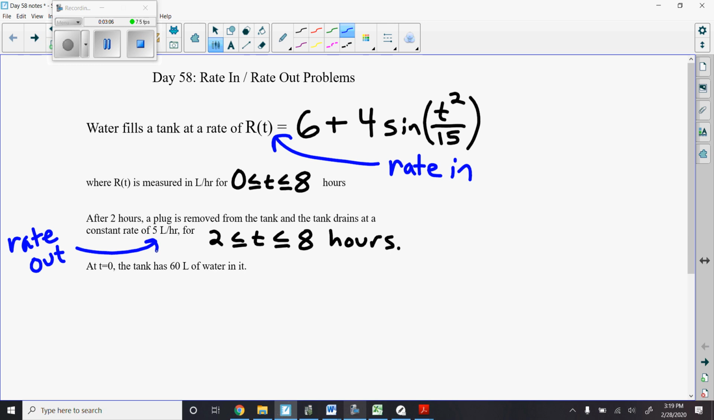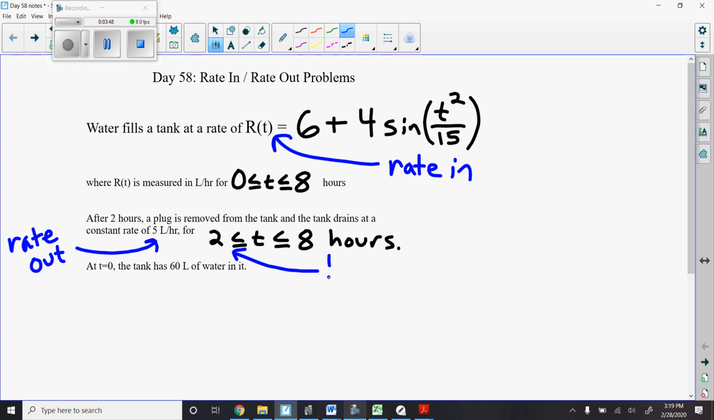Well, sometimes your rate out will be like another function, like what looks like R of t. So maybe they'll call it, for draining, D of t or something, okay? But our rate out here is just a constant number of 5 liters per hour. Again, it's a rate, so it should have rate-like units. Notice the time there. It only goes from 2 to 8 hours. You need to pay really close attention to the fact that that interval is different than the R. The rate out interval is different than the rate in interval. So take a look. Be very aware of that.